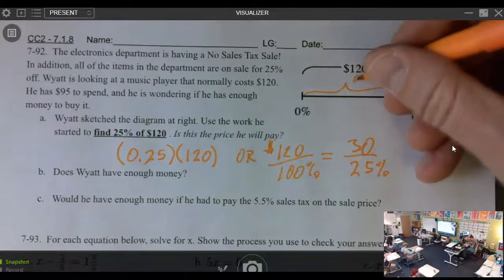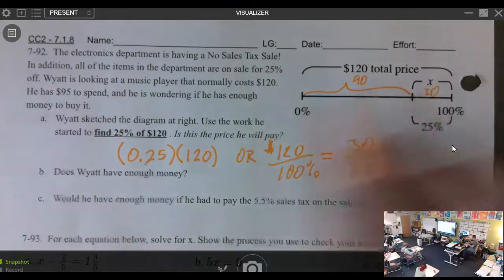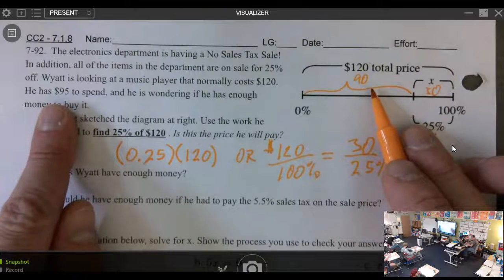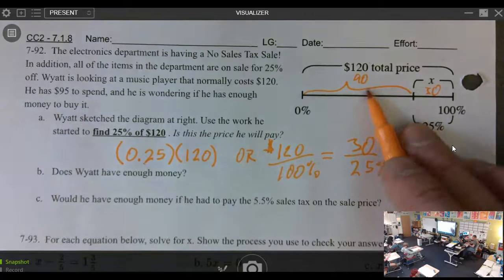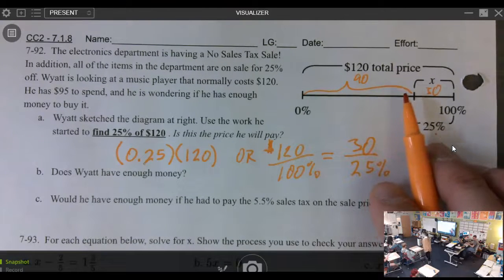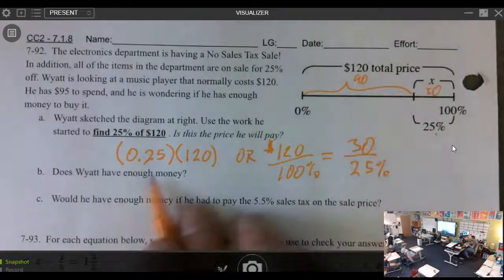90, right? So it was 120 total. I saved 25%. So if Wyatt has $95, can he afford the 90? Yeah, if you have 95, can you afford the 90? Yes. And guys, if you haven't done this problem, you can do it with me right now, as long as it makes sense. And if it doesn't make sense, ask me like, wait, what? Like, make me stop and repeat myself. So B would be yes.